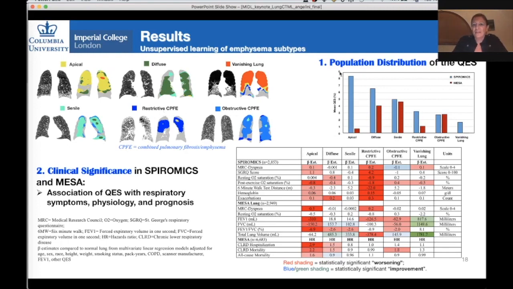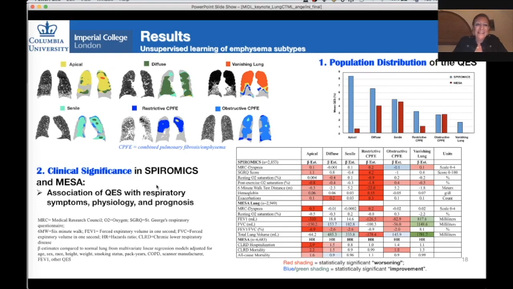Having those QES, if you look at their distribution in the whole population, you can see several things comparing MESA and SPIROMICS. First, you can see that some QES are rare, and especially the vanishing lung is only observed in the disease cohort. The apical is also very prevalent in SPIROMICS, the disease cohort, while it's quite rare in the normal cohort. On the other hand, for example, the senile QES is equivalently prevalent in the 2 cohorts, which tends to make sense.